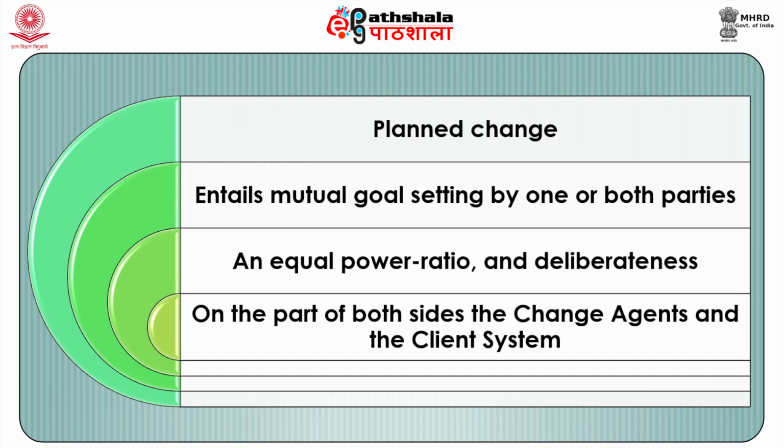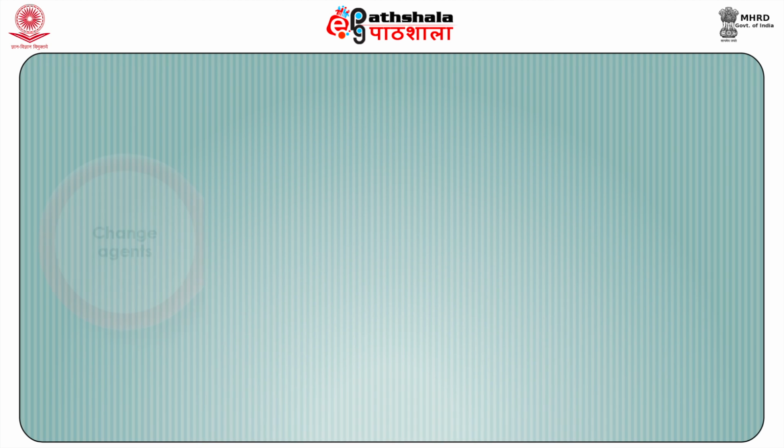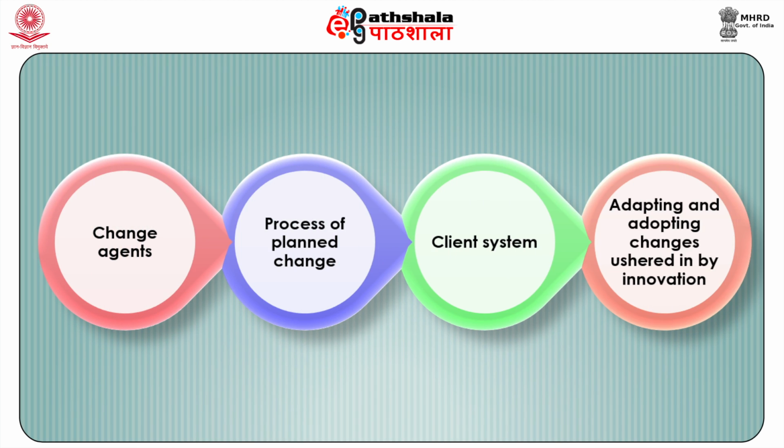Next, we examine planned change. Planned change entails mutual goal setting by one or both the parties, an equal power ratio and deliberateness, eventually at least on the part of both sides, the change agents and the client system. Planned change is a well-construed, well thought of, deliberate design and implementation of a structural innovation which may be a new policy or a goal or a change in the work ethics and philosophy. Even changes in work climate and style are part of planned change. Planned change has a definite direction. This kind of change occurs as a result of strategic, systematic planning, reorganization and implementation of change. The change agents in the process of planned change steer the client system towards adapting and adopting changes ushered in by innovation.